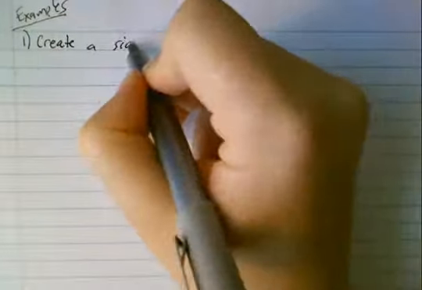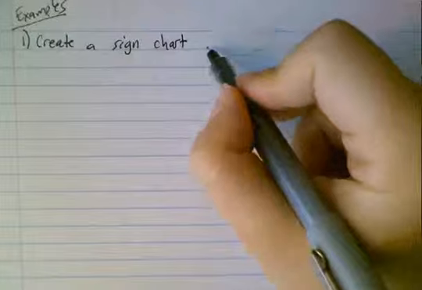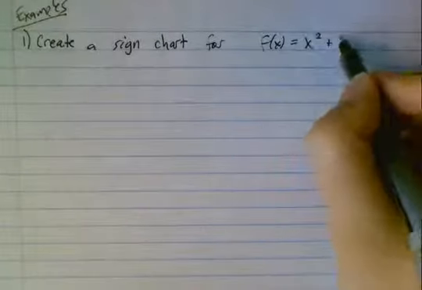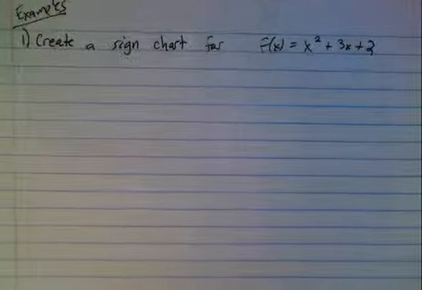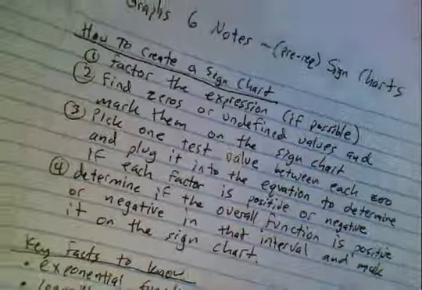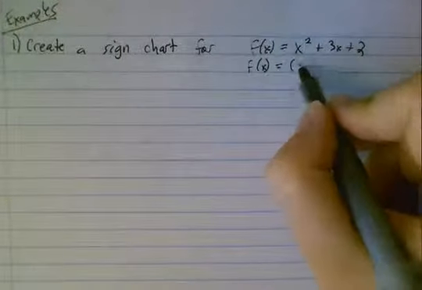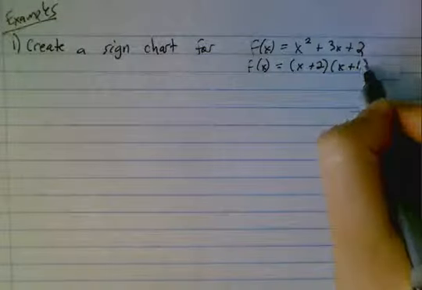So our first problem, these are examples. Create a sign chart. So this just means record positives and negatives for f of x equals x squared plus 3x plus 2. So the first step on our previous page is factor the expression, if we can indeed. So this is x plus 2, x plus 1.